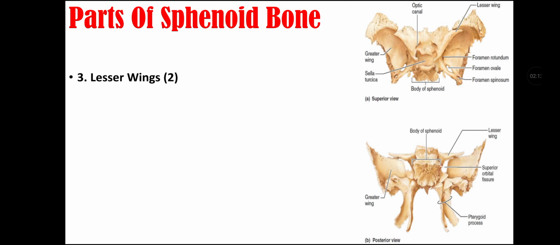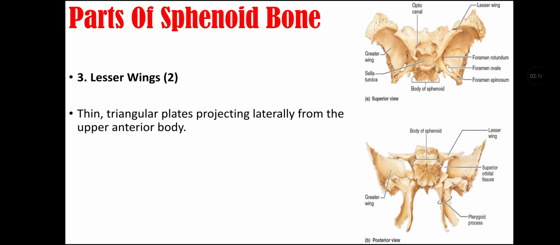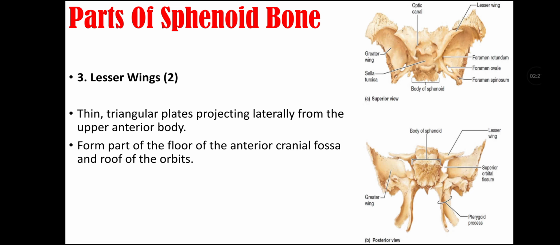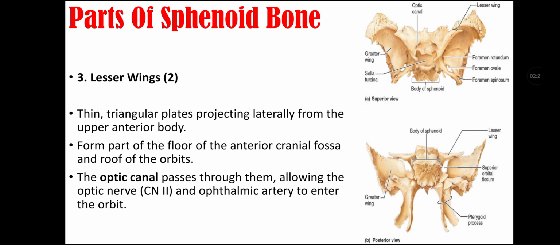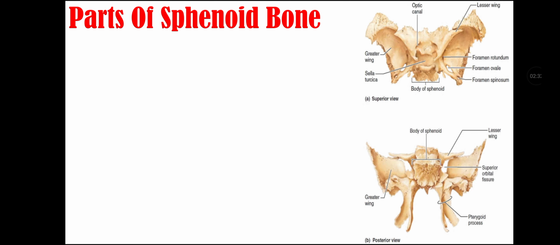Next part of sphenoid bone is its two lesser wings. They are thin triangular plates that project laterally from the upper anterior body. They form part of the floor of anterior cranial fossa and roof of the orbits. The optic canal passes through them, allowing the optic nerves and ophthalmic artery to enter the orbit.